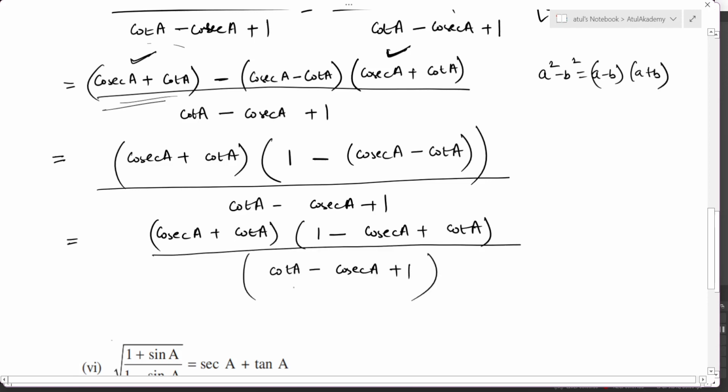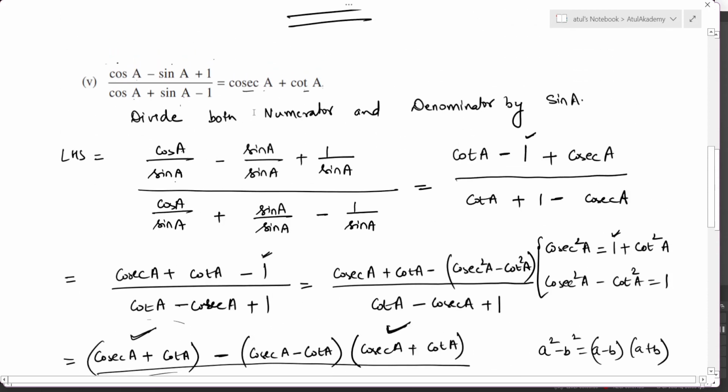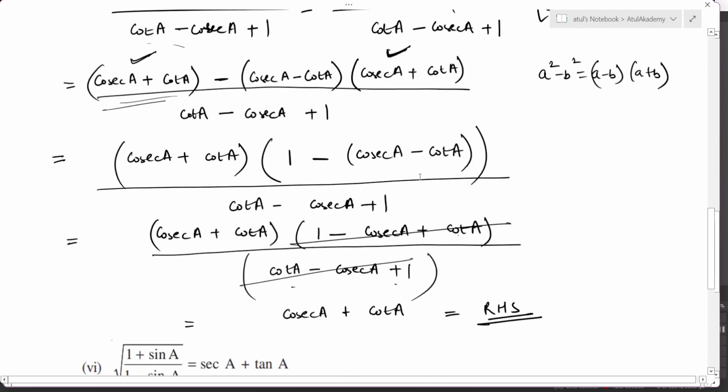Now when I see the denominator and the numerator, this part is not in the denominator, but if you see cot A plus 1 and minus cosec A, both the things are same. I can cancel the whole term. And I'm left with what? Cosec A plus cot A, which was the RHS. I hope the step is clear.